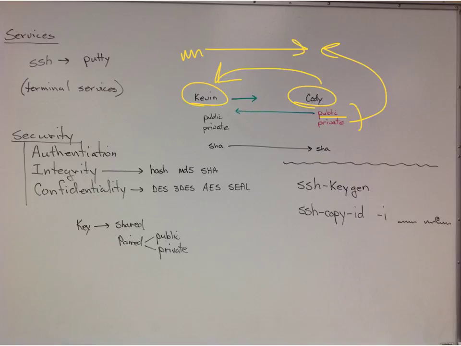We can ensure the integrity of the data by hashing it. Okay, so the data goes over, hash it on the other side, and then compare the two hashes. If they're equal, the data hasn't changed.